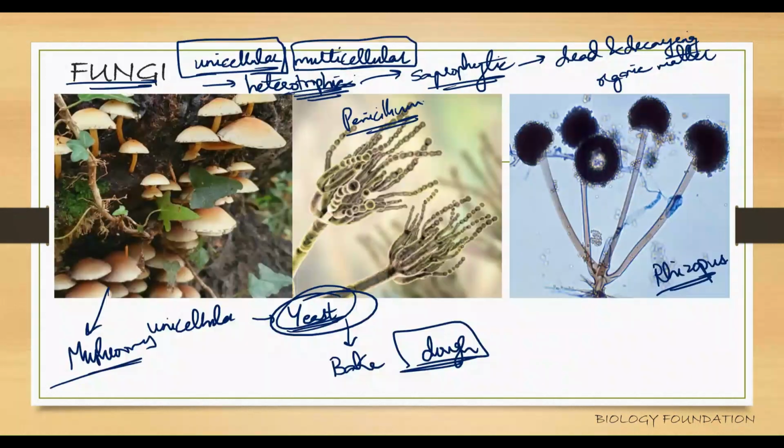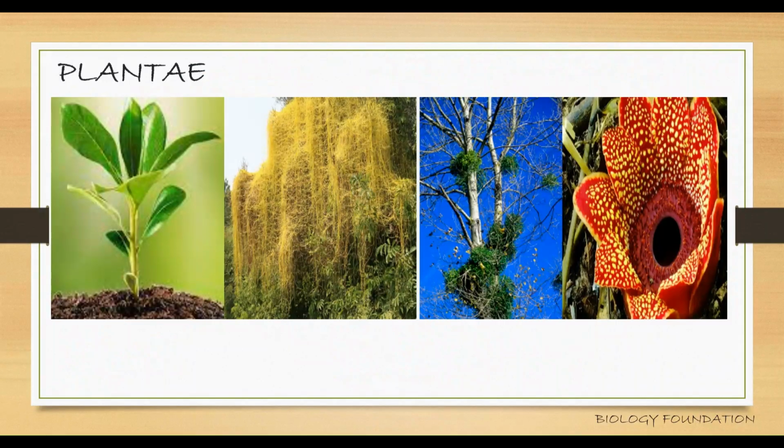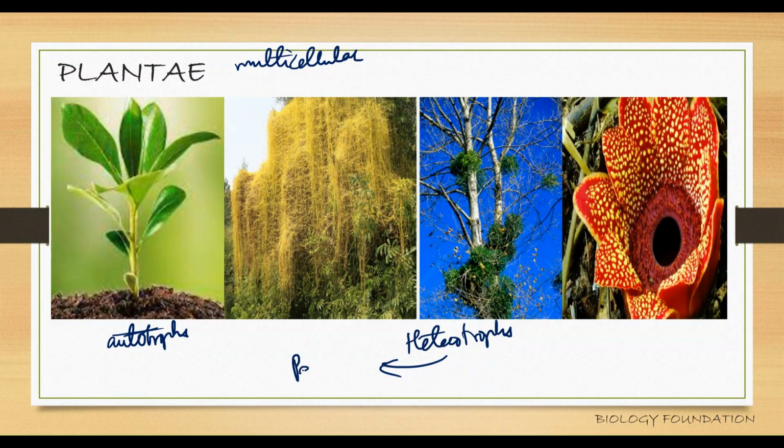Okay. Next is Plantae. Plantae basically includes organisms which are all multicellular. We all know that plants are multicellular, made up of many cells, right? And these organisms can either be autotrophs, which prepare their own food, or they can be heterotrophs. If they are heterotrophs, they can be either parasites, just like Cuscuta, Viscum, and Striga, or they can be saprophytic. There are certain saprophytic plants as well.